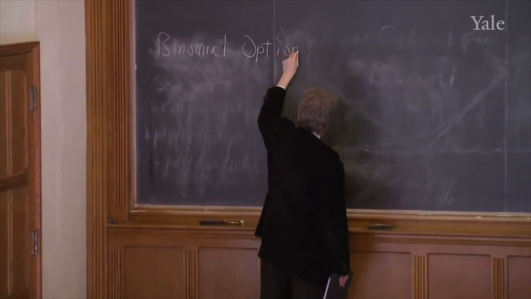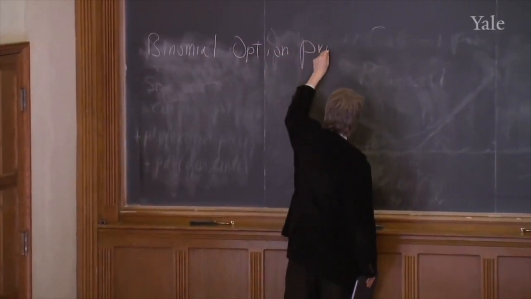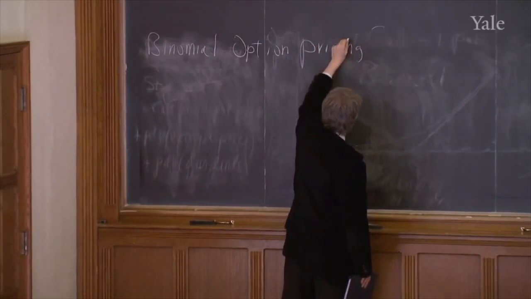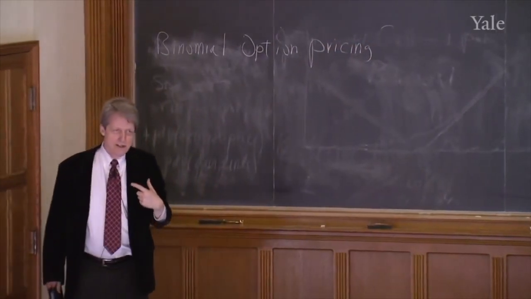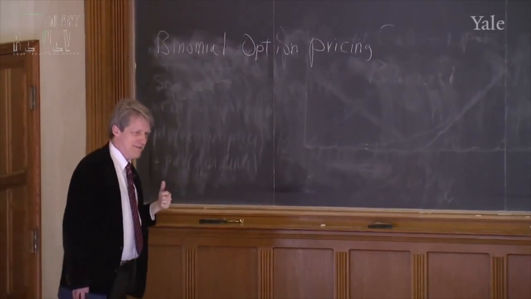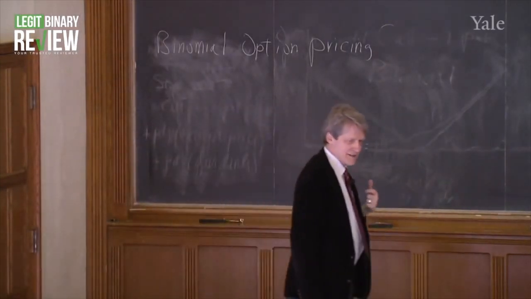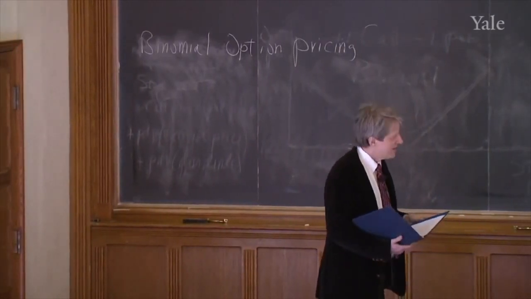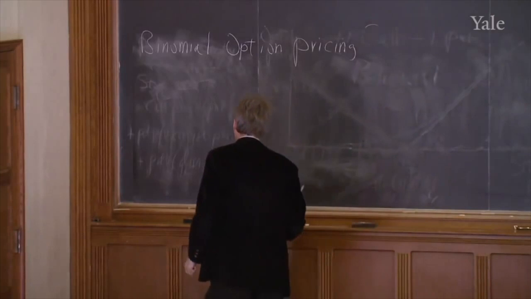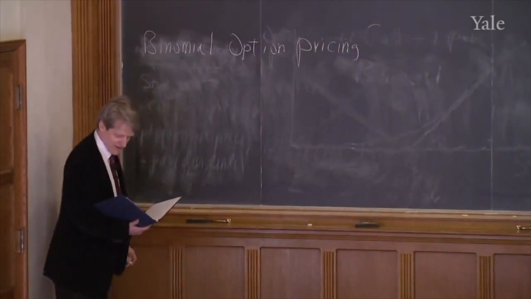about pricing of options. To simplify the story, I'm going to tell a story about a world in which there's only two possible prices for the underlying stock. That makes it binomial. There's only two things that can happen. It can either be high or low, all right?